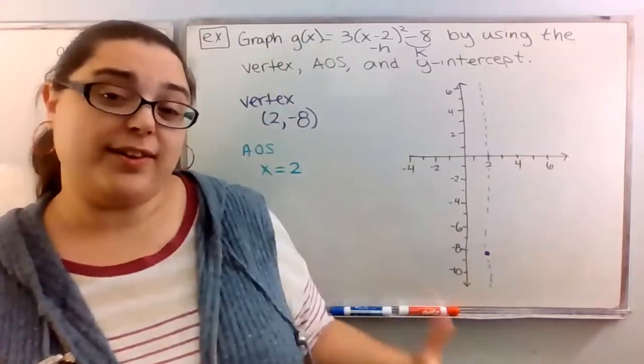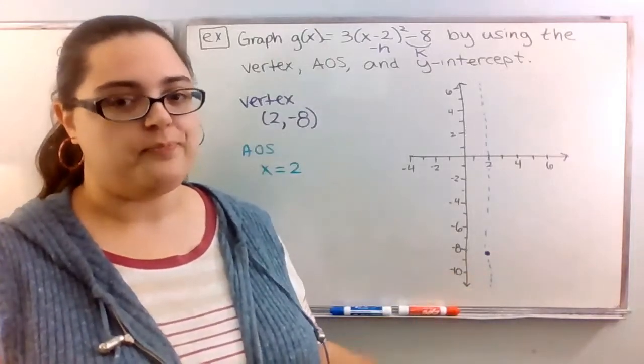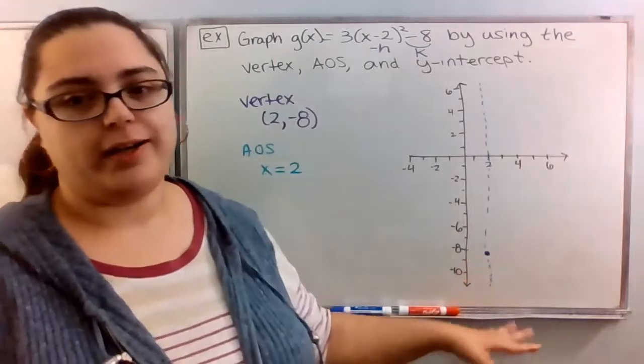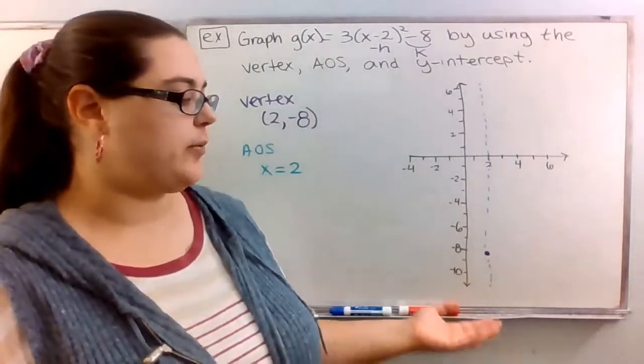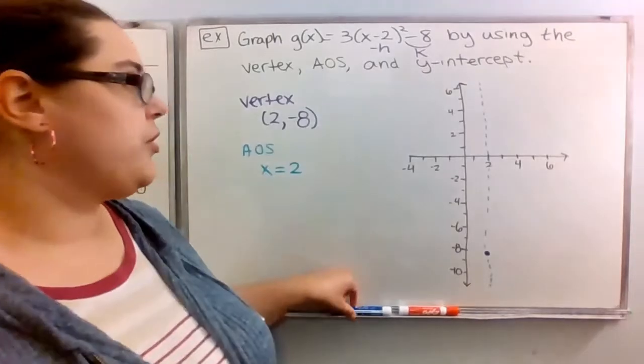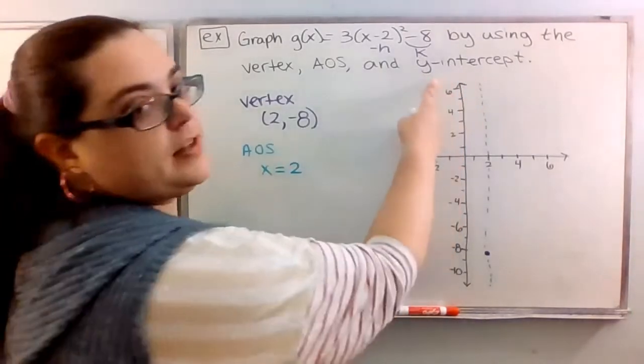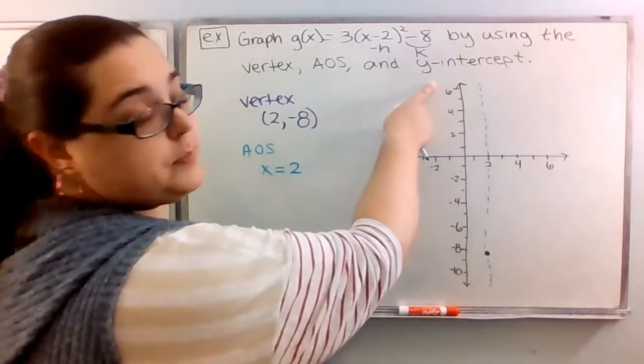Now, if you go to graph a line, once you have 2 points, you can connect those points and get your line. For a parabola, we're going to need at least 3 points, one of them being the vertex, so we know where it's going to turn around. That's also why they've asked us to find the y-intercept, because that's going to be an easy point for us to find.